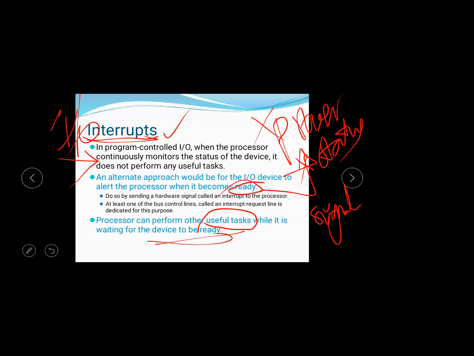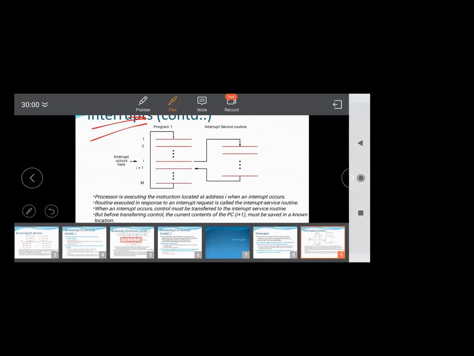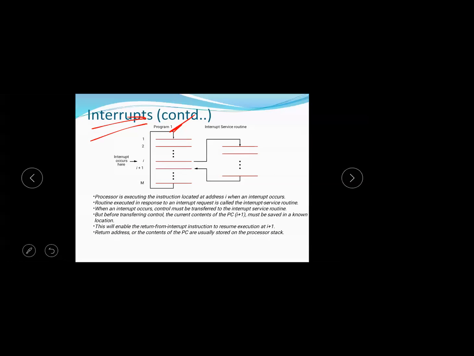This is the interrupt operation. Program 1: a program is nothing but a group of instructions, 1 up to m instructions. Program execution means one by one the instructions are executed: first instruction, second, third, fourth, and so on, i, i plus 1, and the last, m. The instructions are executed sequentially.